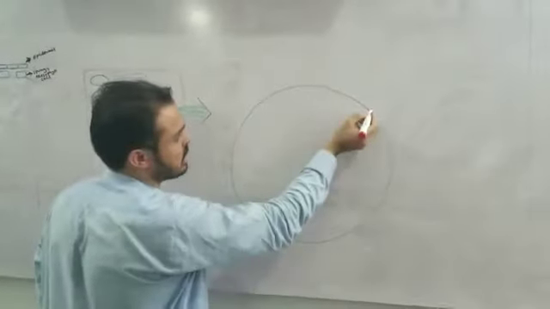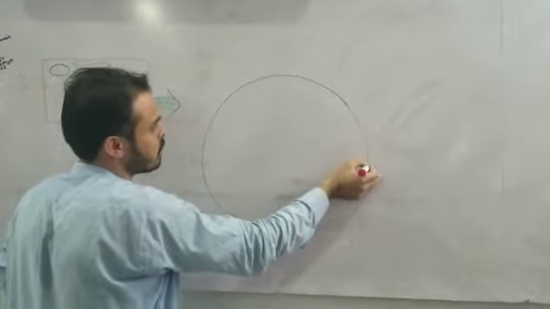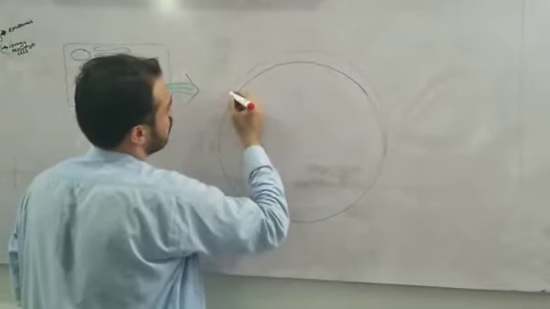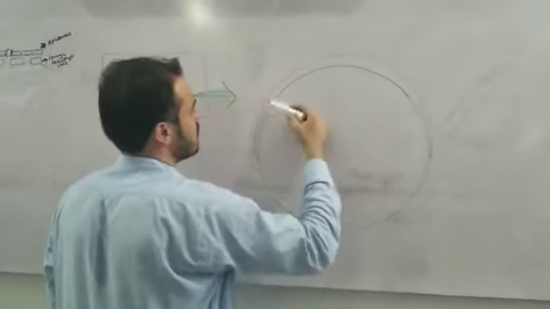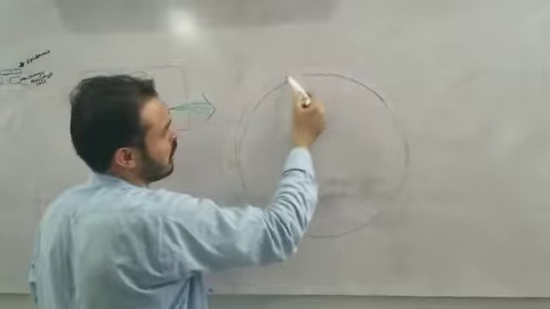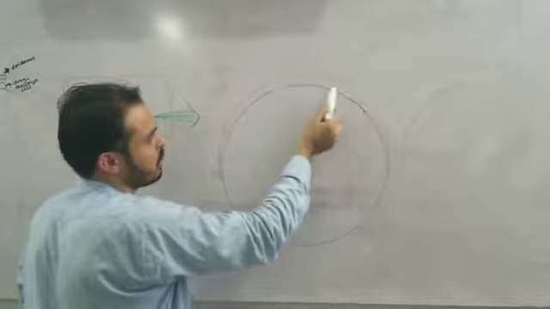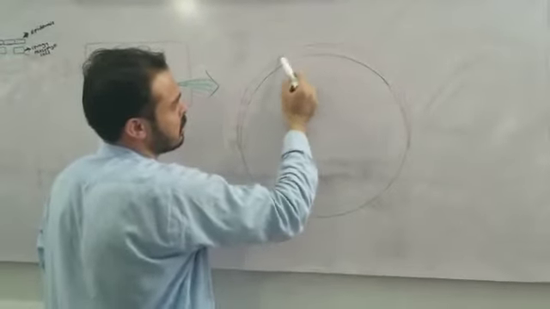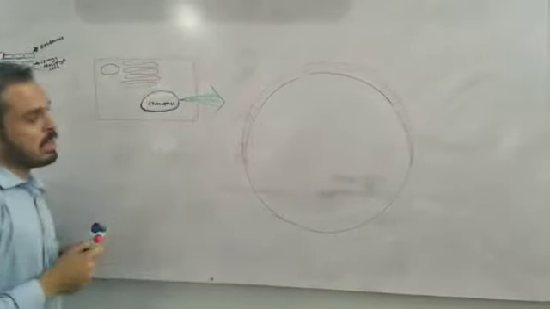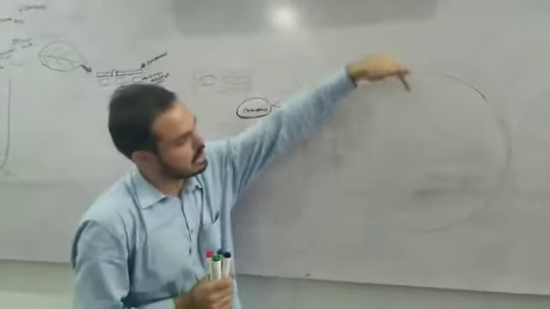Here is the inner membrane, and here is also the outer membrane. This is a double membrane structure, outer and inner membrane. This is the structure of chloroplast. Now this is the outer membrane, this is the inner membrane of the chloroplast.